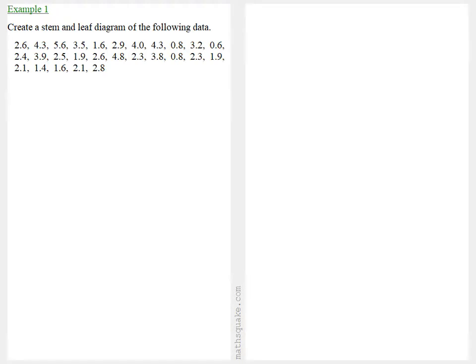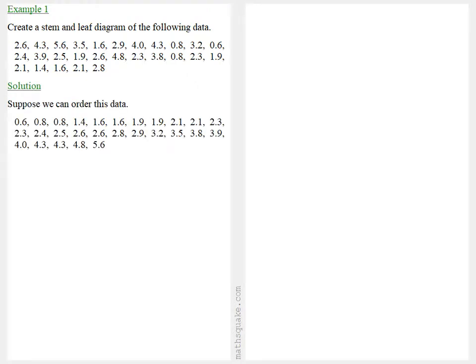Let's look at another couple of examples. Example 1. Create a stem and leaf diagram of the following data. Now to solve this, we can sort the data into order. Now if we can do this, it makes drawing the stem and leaf diagram a lot easier.